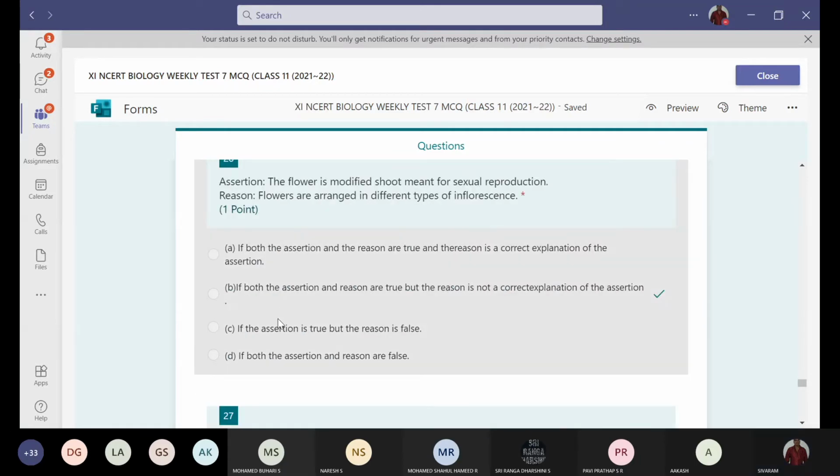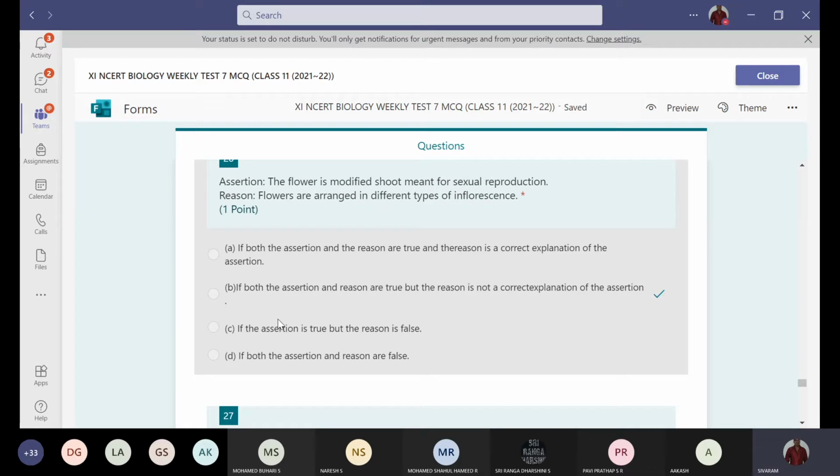And next, assertion reason type questions. Assertion: the flower is a modified shoot meant for sexual reproduction. Yes, the flower is a modified shoot meant for sexual reproduction. The flower is described as a modified shoot because the flower is a reduced branch which consists of nodes and internodes which are very much condensed. That's why we say that the flower is a modified shoot, meant for sexual reproduction.